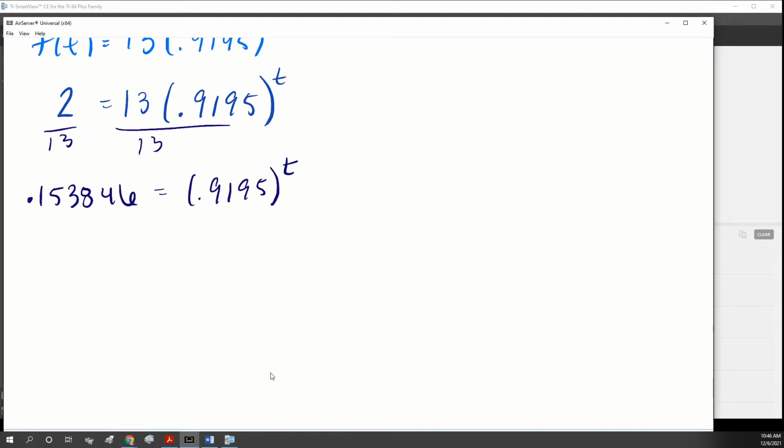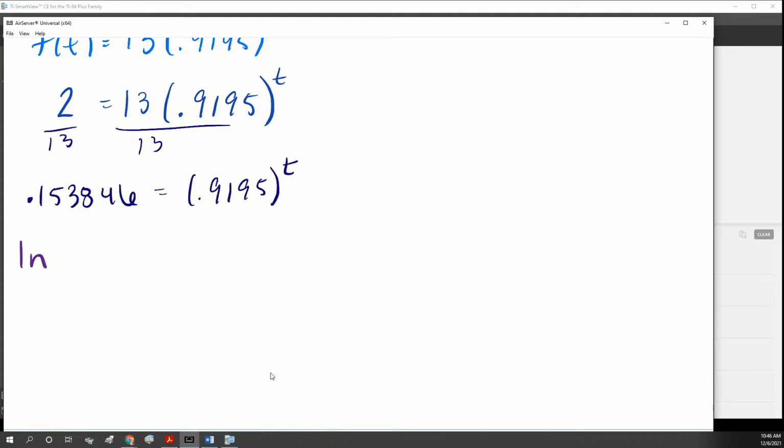Okay. And then how do I get that T down? We can't do a root for it. There is something we've been talking about for a while. We're going to do logarithm. So if you take the logarithm of both sides, we can use that exponential rule and bring that T down.